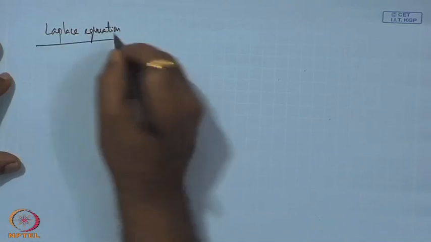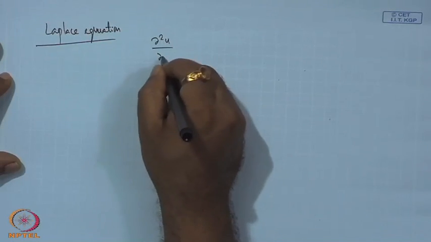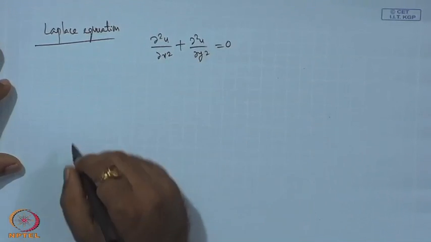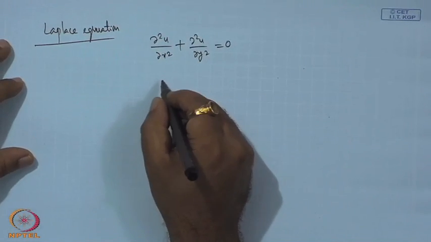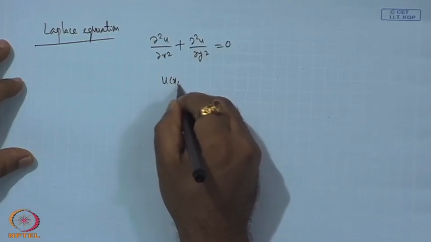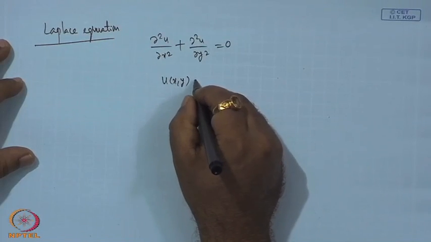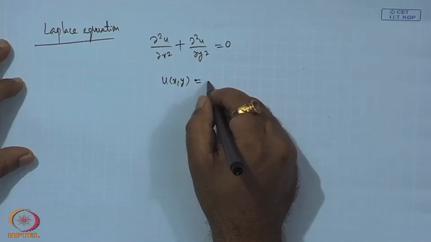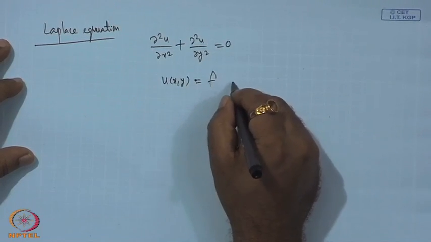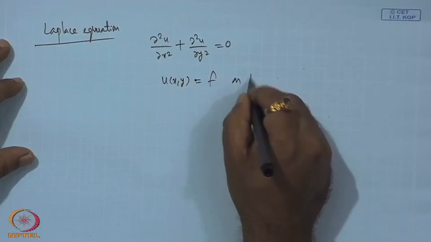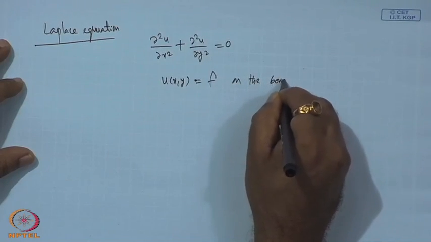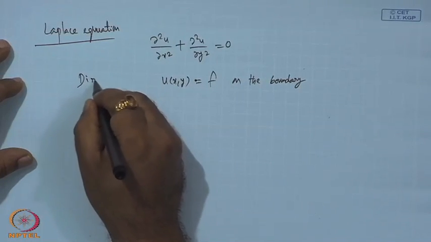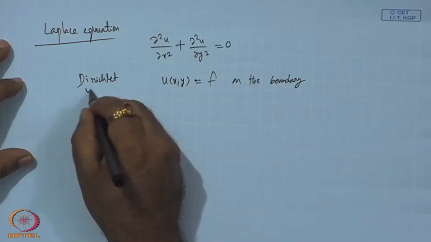Laplace equation. So this is in two space dimensions. Okay. So now I would like to mention here, if u of x y equals some f on the boundary, this is called Dirichlet condition.